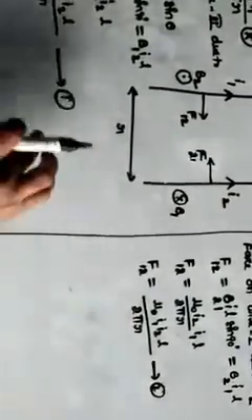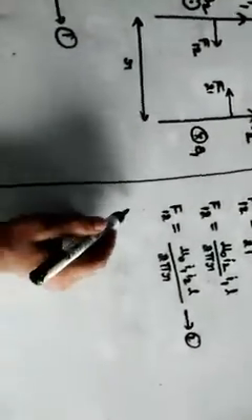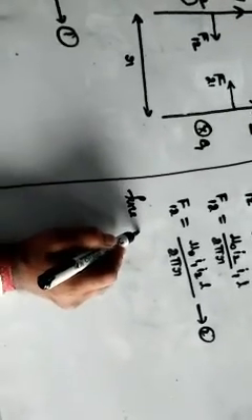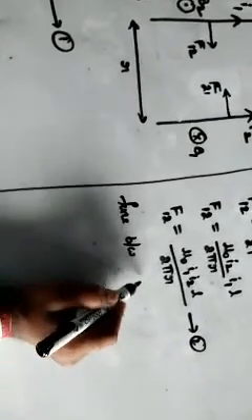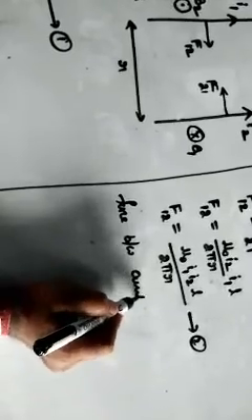F12. Now you can understand from this first equation and second equation the force between current carrying conductors.